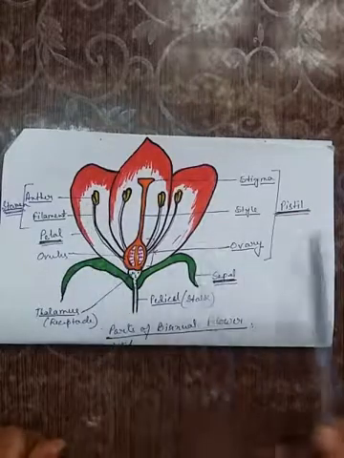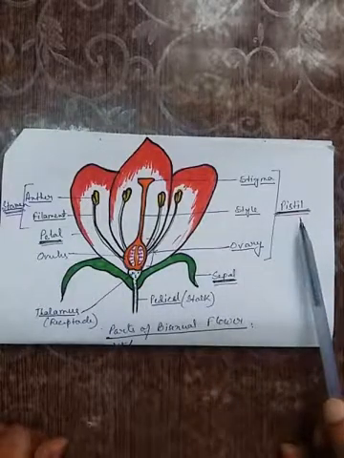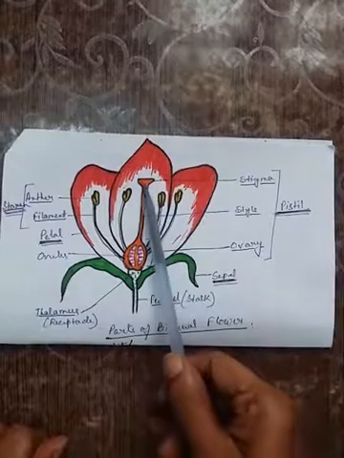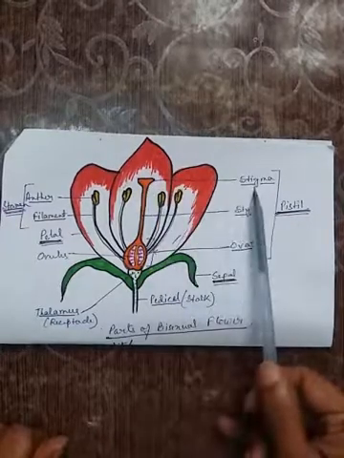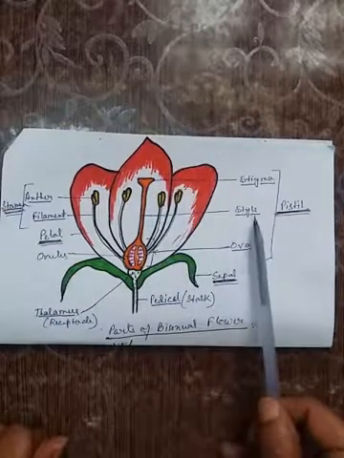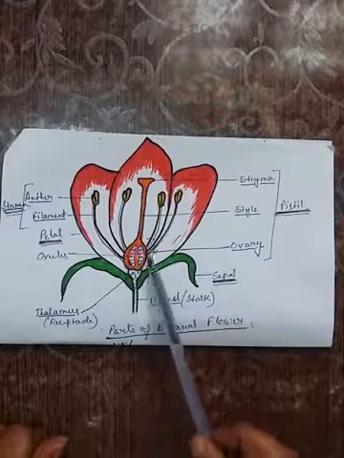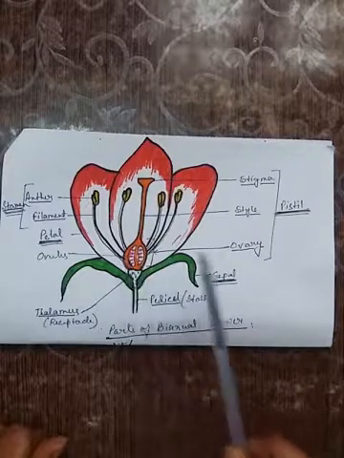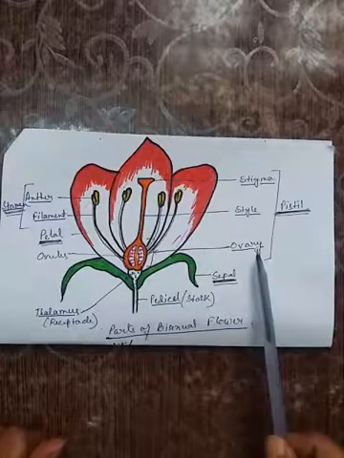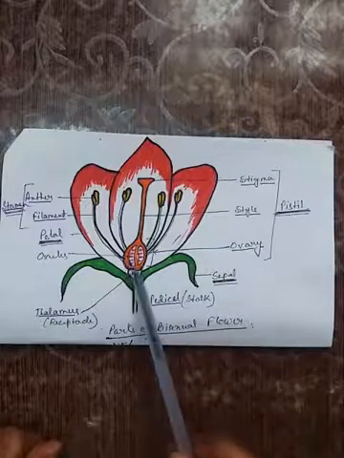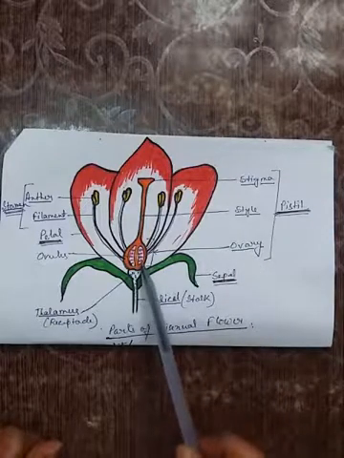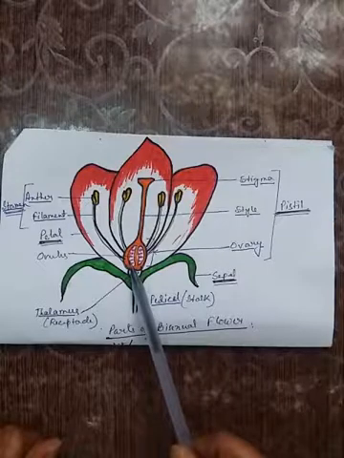Now the female part, or the pistil or the gynoecium, has three separate parts. One is the stick-like stigma, the stick-like style, and at the base this chamber is called the ovary. If you cut the section of the ovary, you can see a number of small chambers inside that. They are called the ovules.